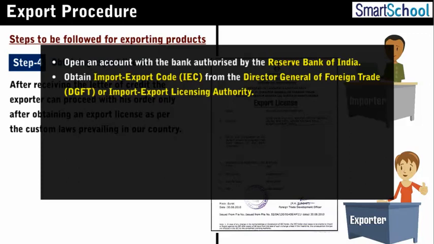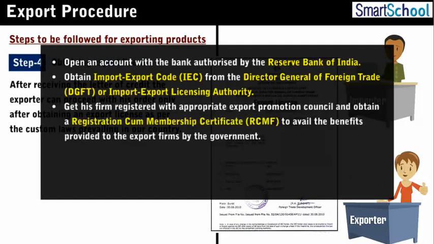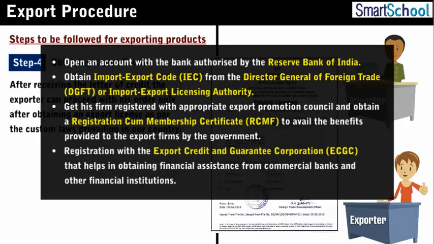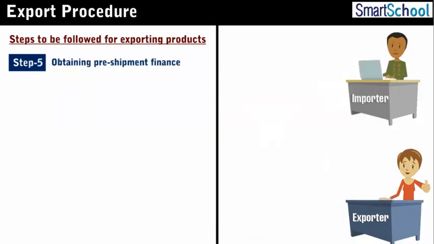the Director General of Foreign Trade DGFT or Import-Export Licensing Authority, get his firm registered with the appropriate Export Promotion Council and obtain a registration cum membership certificate RCMC to avail all the benefits provided to export firms by the government. Registration with the Export Credit and Guarantee Corporation ECGC that helps in obtaining financial assistance from commercial banks and other financial institutions. Obtaining pre-shipment finance.